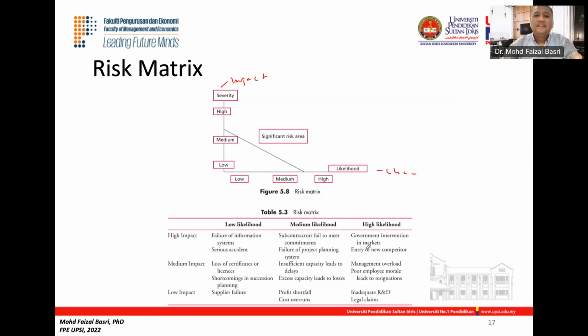Imagine if you have a bank account with Maybank and the whole of Maybank collapses. The impact is very crucial, but how likely it will happen is very low because they are maintained regularly. They have staff to maintain it and look after it. Therefore, the likelihood will be very, very low.